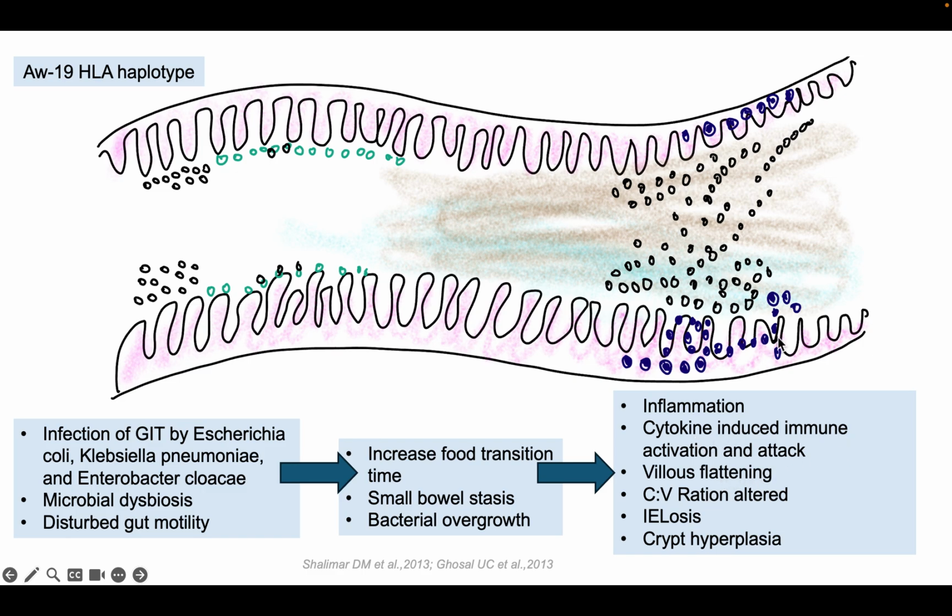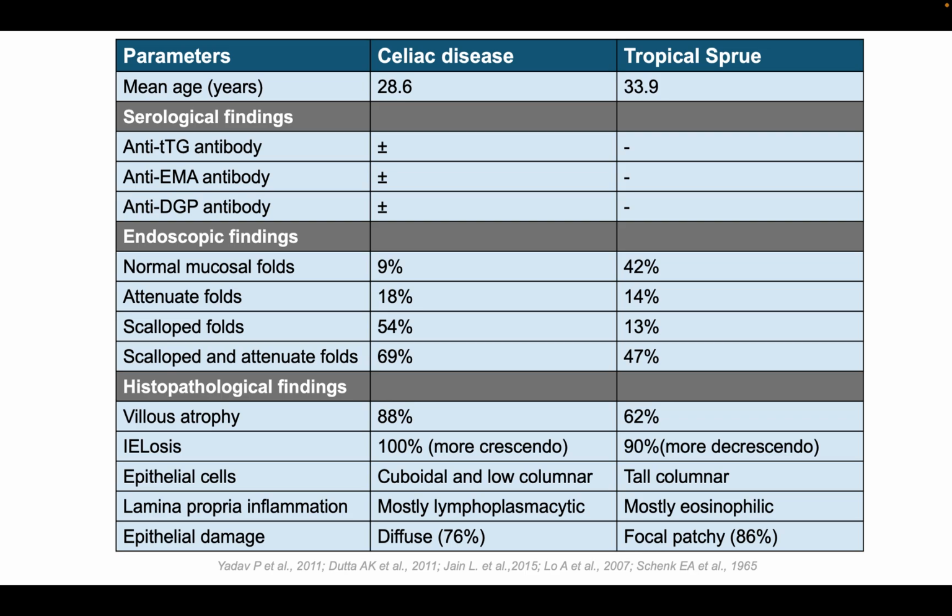And exactly like the celiac disease, it will look like this on the histopathology: villus flattening, crypt villus ratio alteration, then the ileosis I told you, then the crypt hyperplasia. All these will be exactly similar to the celiac disease. So you have to differentiate tropical sprue from the celiac disease by various means. You can see the endoscopic findings are different for the tropical sprue and the celiac disease. So here the normal endoscopic finding is the more common finding in the tropical sprue.